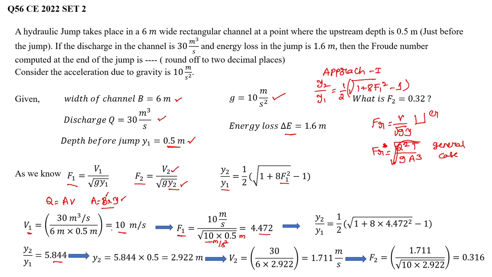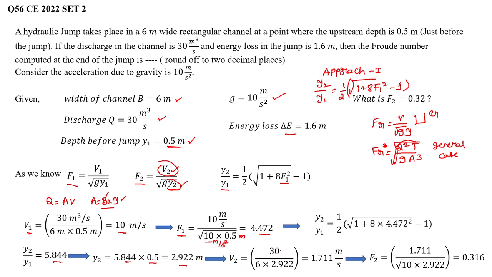5.844. Now we know y1, so we can directly calculate y2 equal to 5.844 into 0.5, which gives a value of 2.992 meters. Now, to calculate F2, we got the value of y2 from this relation. Now our aim is to calculate V2. So how can we calculate V2?